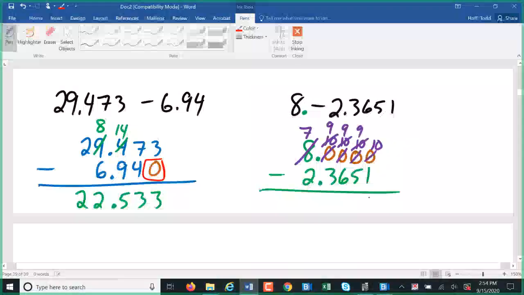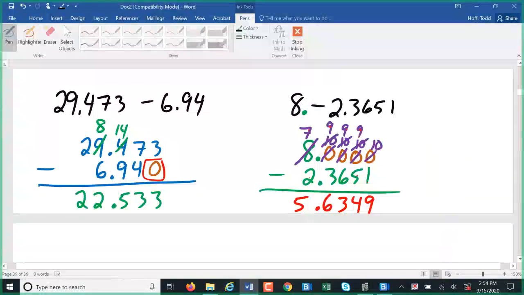So now we have 10 minus 1 is 9. 9 minus 5 is 4. 9 minus 6 is 3. And 9 minus 3 is 6. We hit our decimal point, so we bring it down. 7 minus 2 is 5.